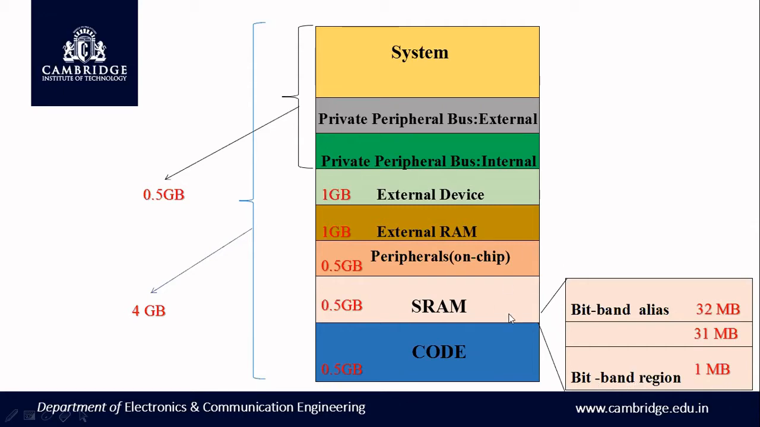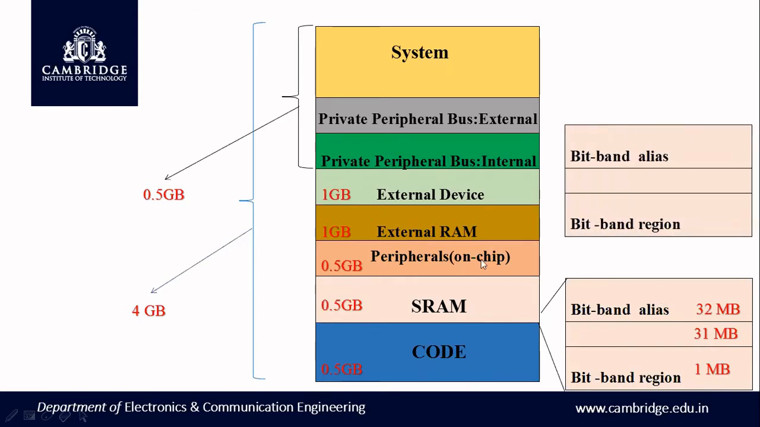So that is what the bit band feature is, which will be dealt with in detail later in the chapter. Even the on-chip peripherals have the bit band feature, and the same setup works here. The initial 1 MB can be accessed individually using a unique address assigned in the bit band alias region. The bit band alias region has a memory size of 32 MB, and the bit band region has a memory size of 1 MB, for both the memory regions, SRAM as well as the on-chip peripherals.